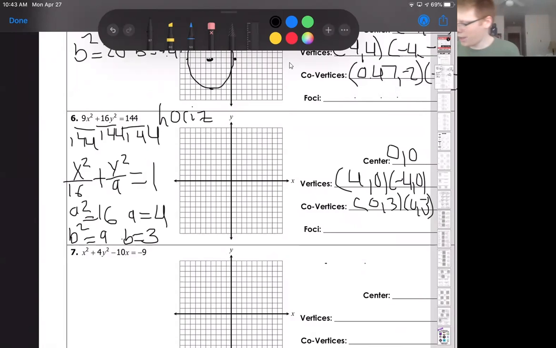I'll let you guys graph those points, but just plot your center, plot those vertices and co-vertices. You're going to see it's almost going to look like a circle, but it's going to be a little bit wider than it is tall.